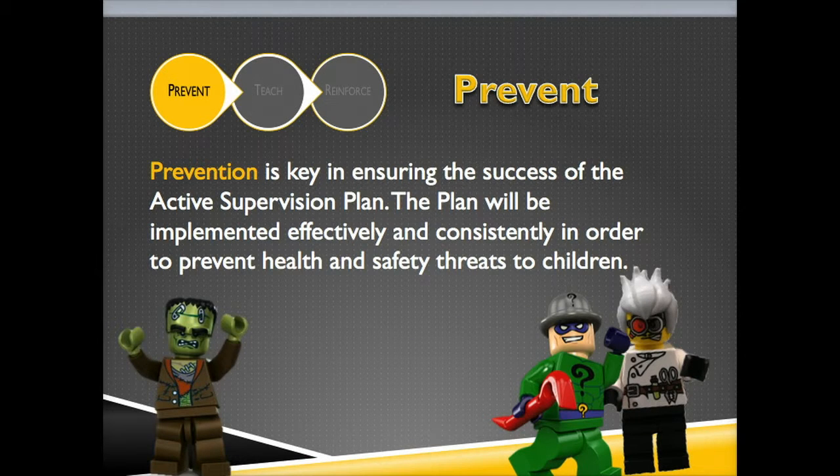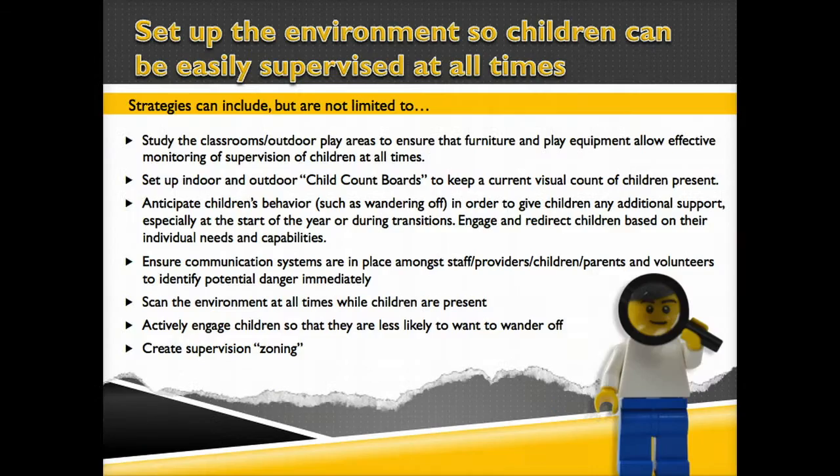The first area is prevention. Prevention is key in ensuring the success of the active supervision plan. The plan will be implemented effectively and consistently in order to prevent health and safety threats to children. First, set up the environment so children can be easily supervised at all times. Strategies can include, but are not limited to, studying the classroom and outdoor play areas to ensure that furniture and play equipment allow effective monitoring and supervision of children at all times.